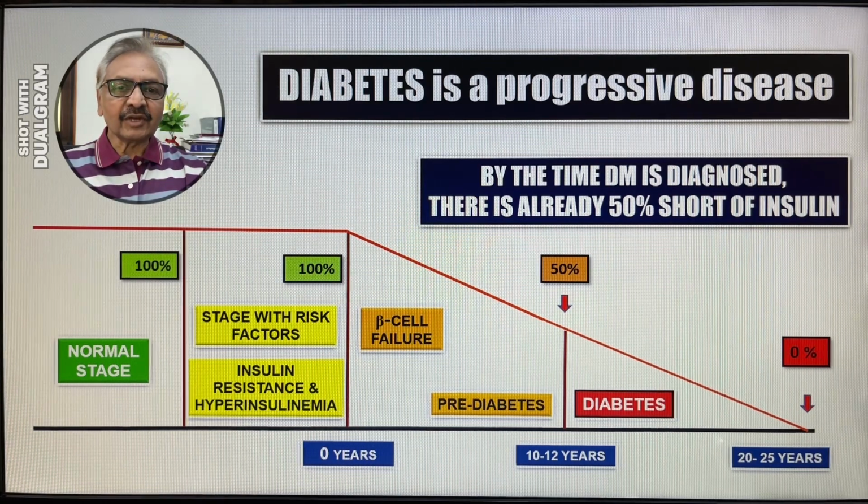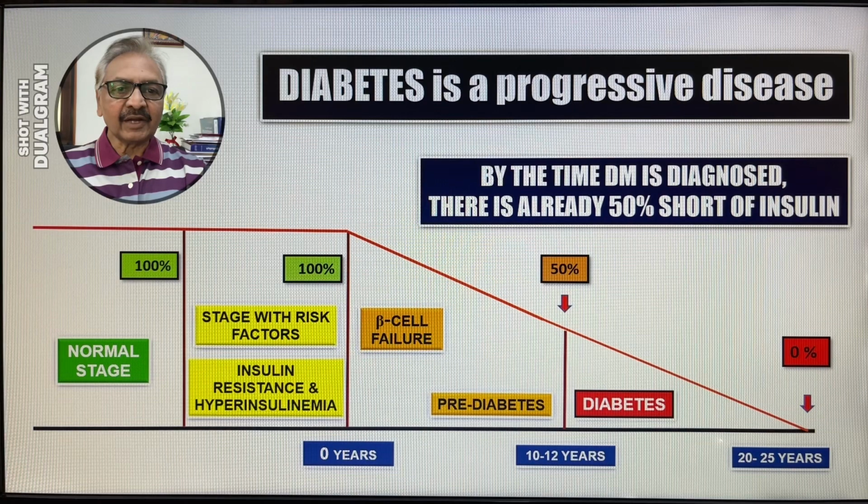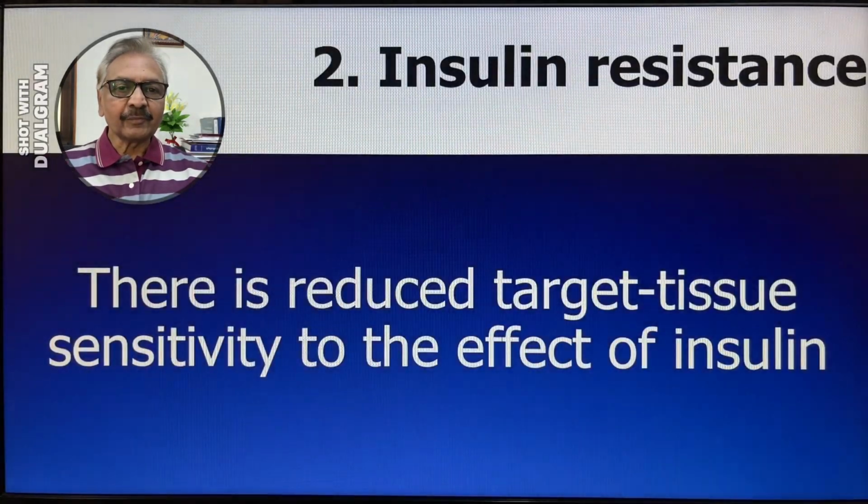and the blood sugar starts increasing, and the pre-diabetes continues and lasts for about 10 to 12 years, and he enters into the stage of diabetes. So by the time diabetes starts, already there is 50 to 60% loss of insulin, and the diabetes stage progresses, and over a period of another 10 to 12 years, there will be no more insulin, or insulin production will be totally absent. So that is why diabetes is a progressive disease.